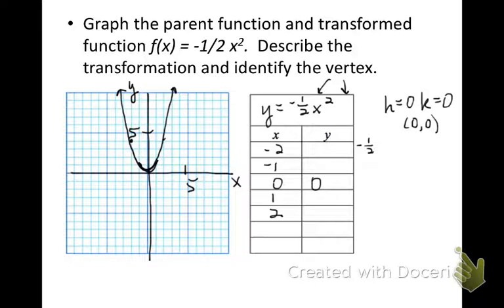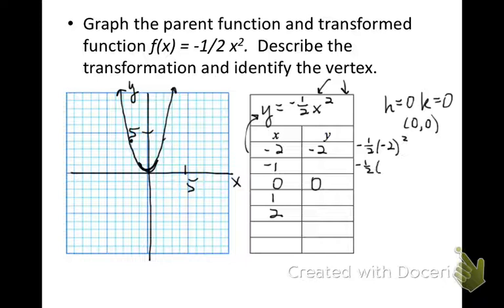Now when we plug in our values, we're going to take negative 1/2 times negative 2 squared. If you put it in your calculator like this, it will do it in the right order for you. If you're doing it in your head, remember exponents go first. So negative 2 squared is 4. Half of 4 is 2, but then we need to make that negative.